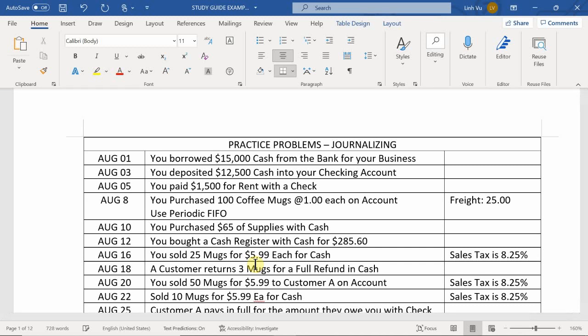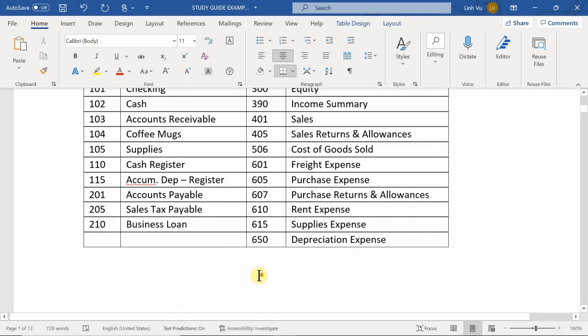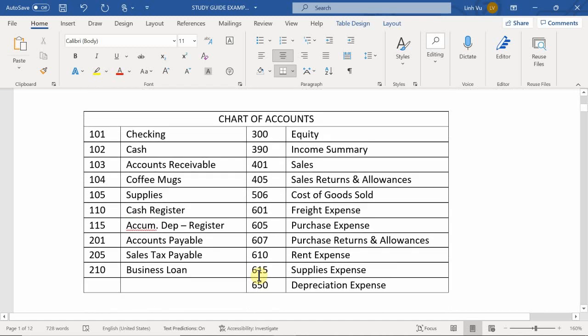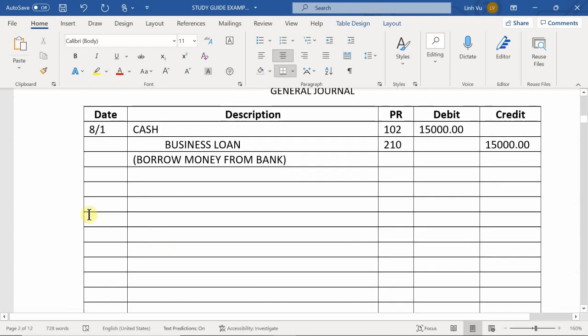You deposit $12,500 cash into the checking account. So you have a checking account first. What did we deposit? Cash. So it's cash. You take it from the money in your pocket and put it in, but we're keeping some of the money. So we have checking, like you said, and we have the cash.